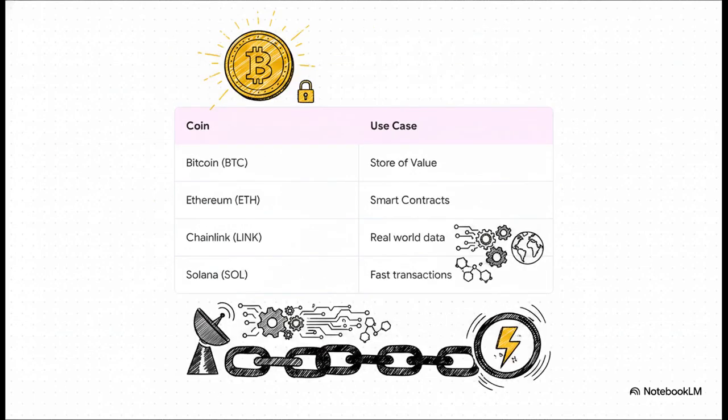To really ground this concept in reality, let's look at some strong examples. Bitcoin essentially acts as digital gold, a store of value. Ethereum powers smart contracts. You can think of them like digital vending machines that just execute automatically when certain conditions are met. Then there's Chainlink, which brings real-world data like weather or stock prices right onto the blockchain as an oracle. And Solana is built specifically for incredibly fast and cheap transactions. The point is, every single successful coin needs a very specific job.